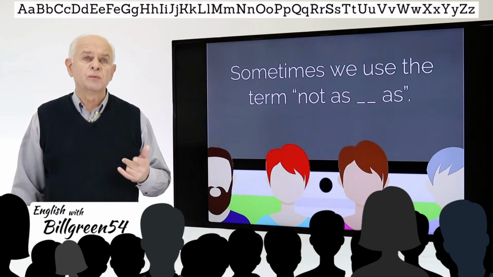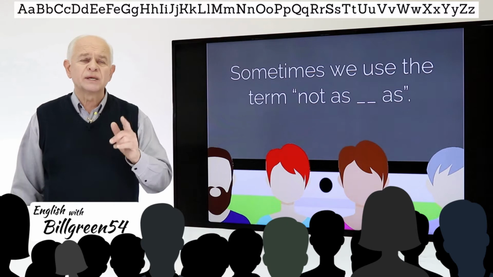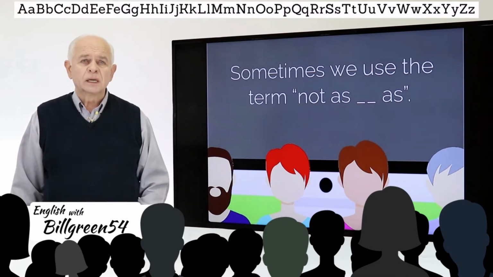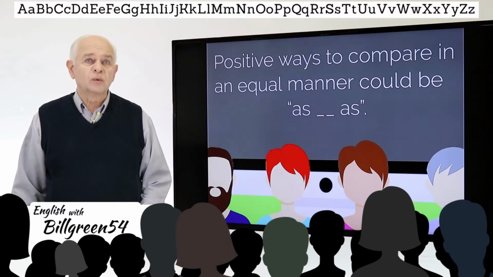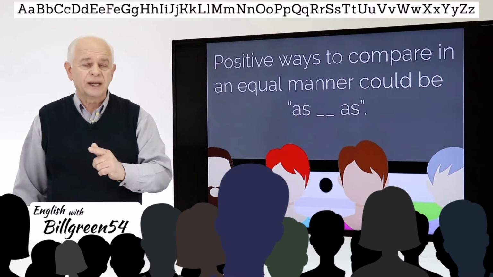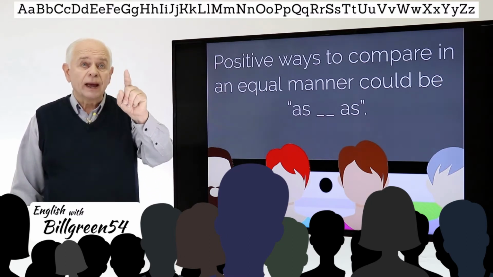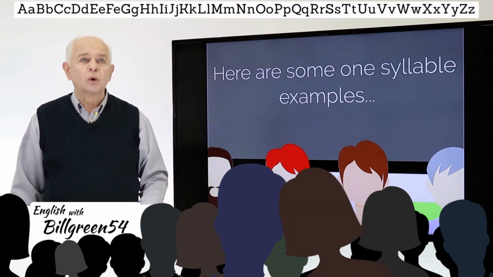Sometimes we use the term not as blank as. In other words, not as big as, not as small as, and we use that to, again, compare two objects. Positive ways to compare in equal manner could be as big as. So, not as big as would be less, right? Negative. Or, hey, that is as big as small as. In other words, they are equal.